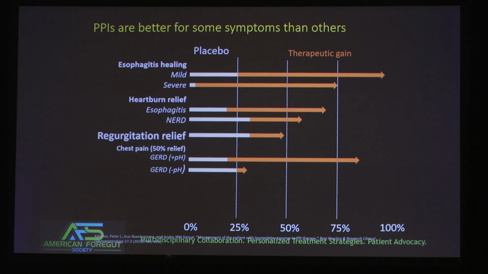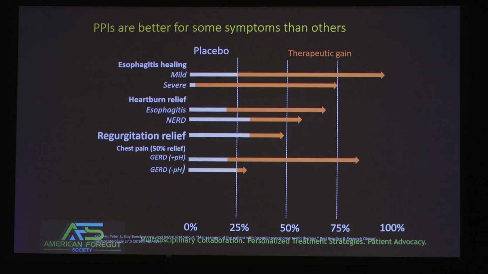As you know, PPIs are better for some symptoms and better for some things than others. That's a key and important finding. I don't have a pointer, but in this slide, the first, the white line is placebo, therapeutic gain is the orange line. Healing, big gain for PPIs over placebo. Heartburn relief in esophagitis, big gain. NERD, less of a gain, but still better than placebo.